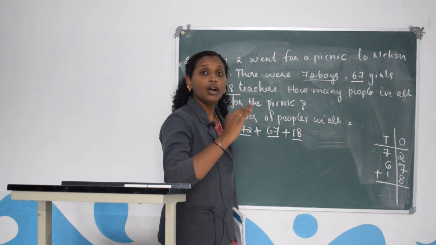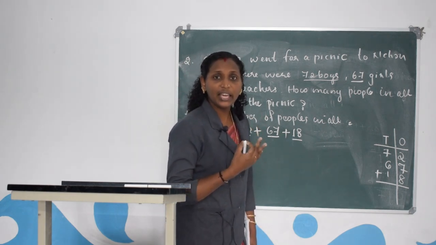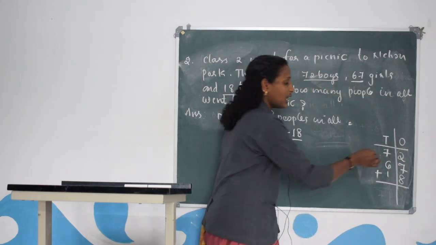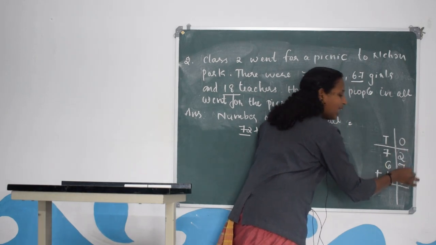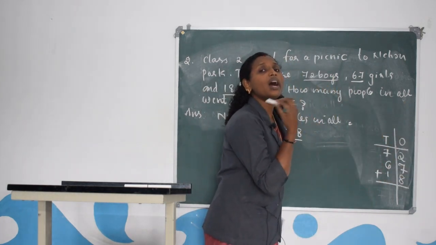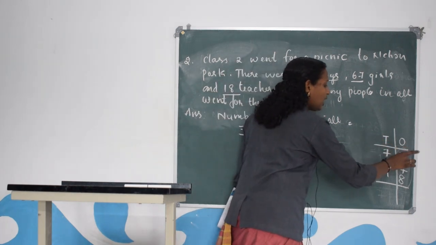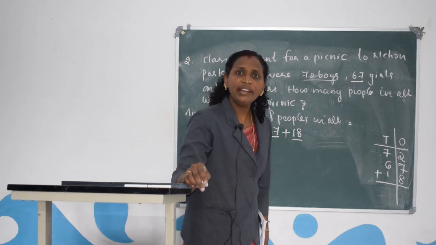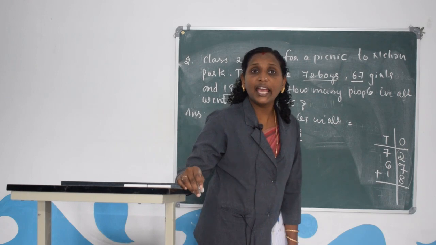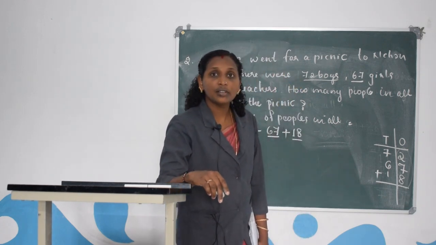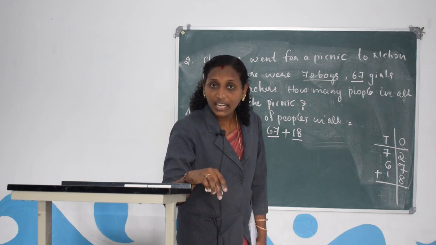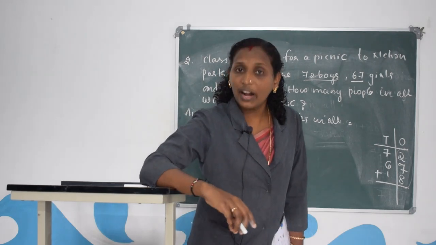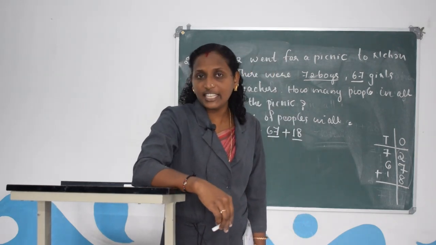The next, add the ones. So look at the ones. What are the numbers? It has 2, 7 and 8. That means 2 plus 7 plus 8. 2 plus 7 is 9. 9 plus 8 is 17. 17 ones.